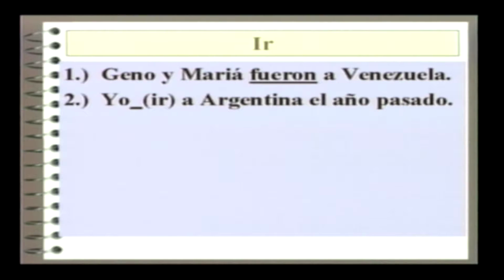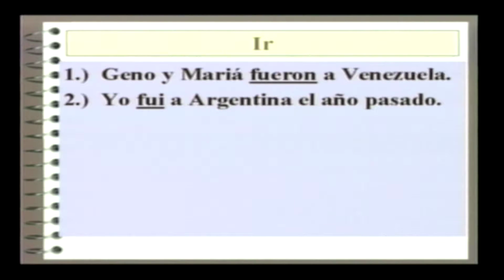Number 2, yo. Now here we're giving you the clue. Yo, first person singular. Now what is the first person singular of ir in the preterite? Yo fui a Argentina el año pasado.